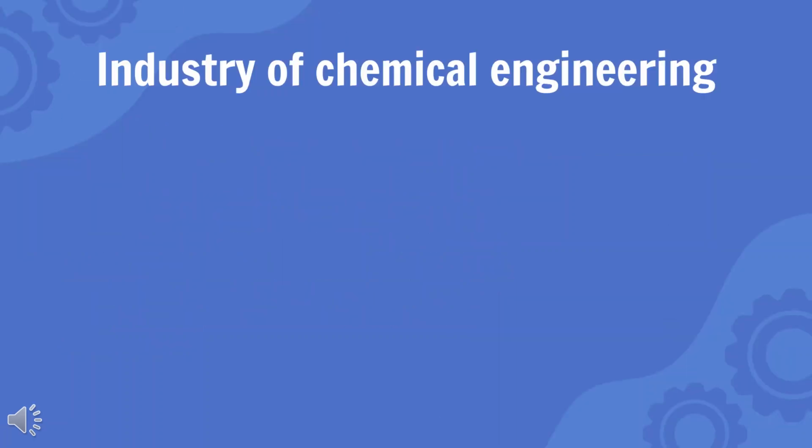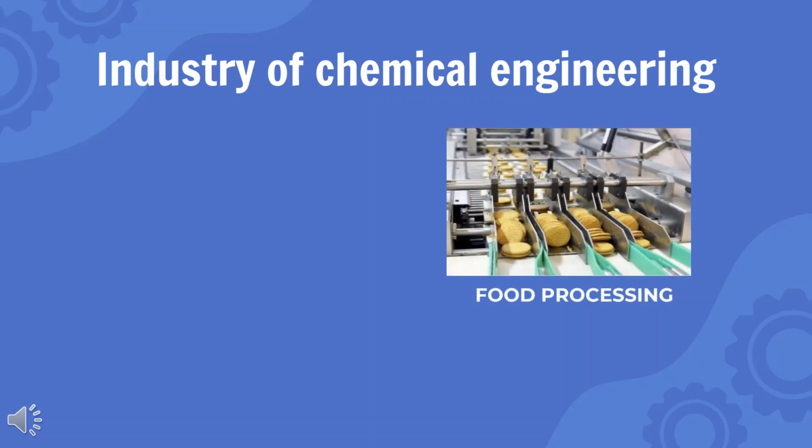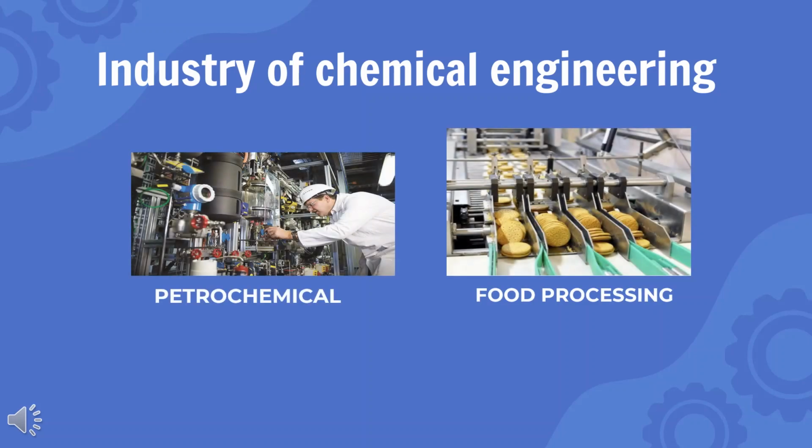Let's move on to the chemical engineering fields of job we can work in as a chemical engineer after we graduate. In this slide, I only show you the popular ones, which are food processing and petrochemical. Actually, in chemical engineering there are a bunch of industries we can work in, for instance pharmaceutical, alternative energy, biomedical and biotechnology, chemical products, and etc.